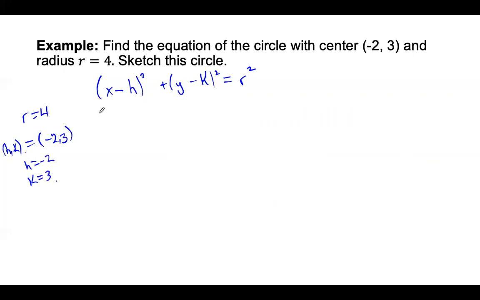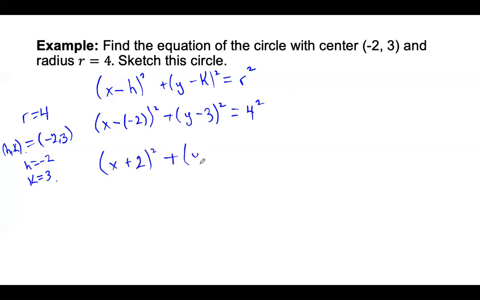So essentially, we know, okay, we have x minus h, which is -2, plus y minus 3 squared is equal to our radius, which is 4, so 4 squared. And a negative and negative, of course, make a positive. So we have this as our final answer.